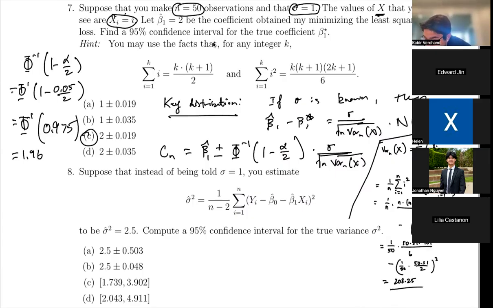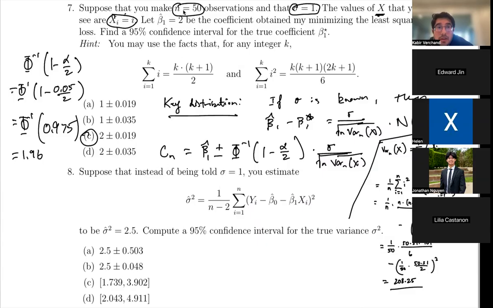There's another slight trick in these answers if you want to immediately eliminate things. Once you know in the beginning that sigma is known, you're going to have this kind of confidence interval, so your confidence interval looks exactly like this. You can immediately rule out these two options because you know that your confidence interval is going to be centered at beta hat 1 equals 2. So the only two options that make any sense are C and D. These two you can immediately rule out before you do any of the calculations.